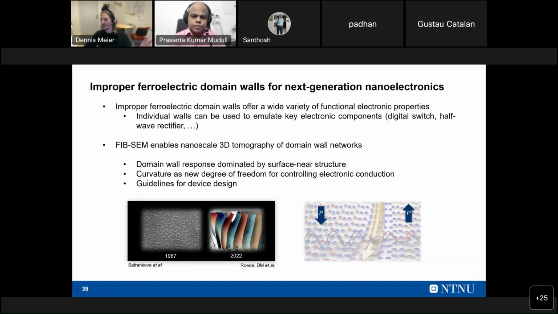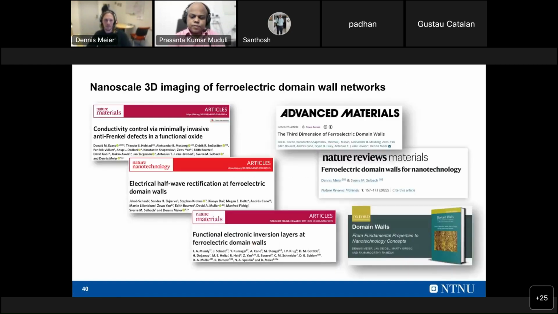And all I've showed you here was, of course, on our model system, but you can expand that to other materials with domain walls in the future. And if you're interested in reading a little bit more about this, these are the main papers I discussed today.